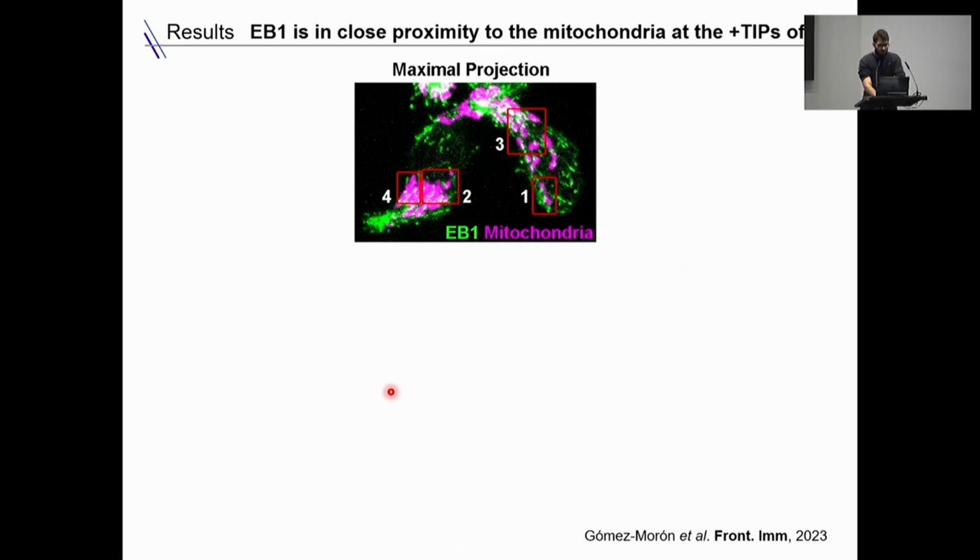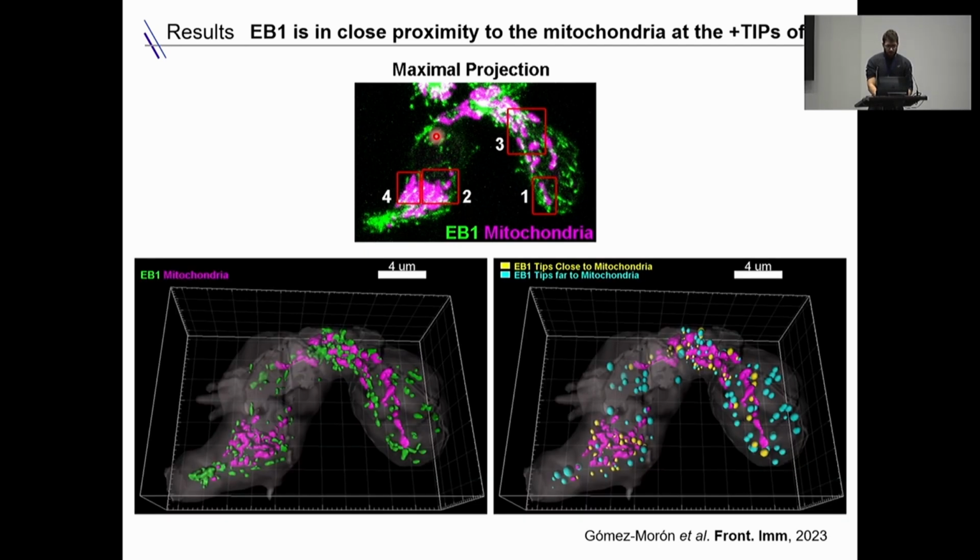So, first we decided to study the proximity between EB1 and the mitochondria, and for this we used CD4 T lymphoblasts, we fixed them, and we stained for EB1 and mitochondria. We analyzed them by confocal microscopy, and here we can see a 3D reconstruction using Imaris software. As we can see in this image, in yellow are EB1 tips that are close to mitochondria, and in blue EB1 tips that are far from mitochondria. And as we can see, wherever we see mitochondria, we see EB1 tips close to them.